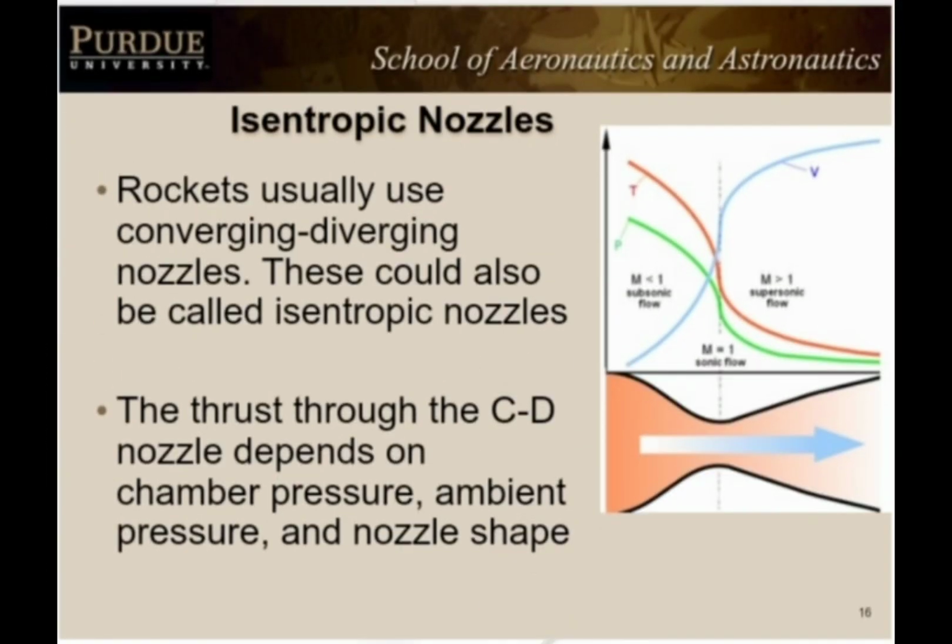And the next one is isentropic nozzles. Isentropic nozzles have two different types of nozzles: the converging and diverging nozzles. The behavior of a converging-diverging nozzle depends on chamber pressure, ambient pressure, and nozzle shape.